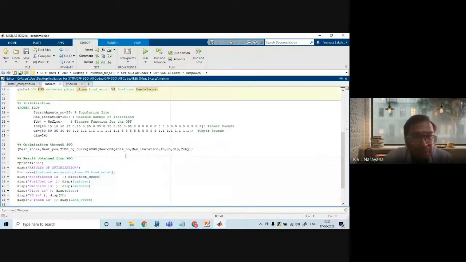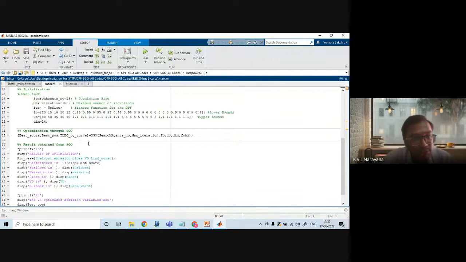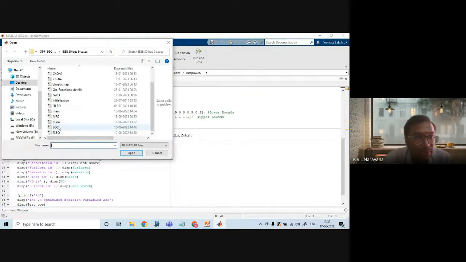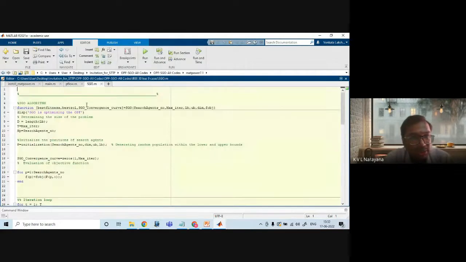Later in the main program, the fitness pre-flow is already explained. Now SGO, what is SGO? SGO is written in a separate file that I am opening now. This is social group optimization. In social group optimization, you can see here the initialization of the positions of the search agents. I have explained 6 steps, and all those 6 steps are given here.